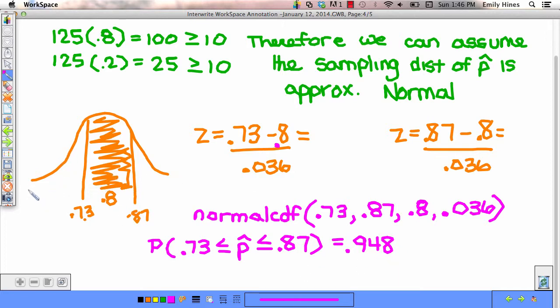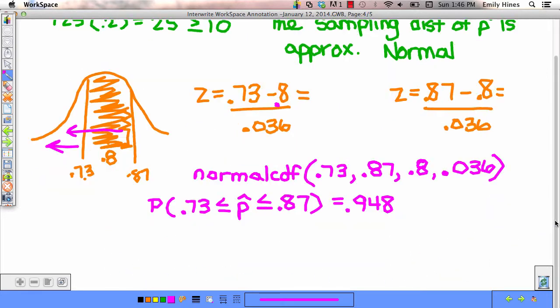I can use table A, but in table A I have to find the things to the left of both of these and subtract, and I have to actually calculate out the z-score. If I choose to do normal CDF, that's fine. I can do it all in one step. However, I still have to show all of this work in order to get credit. And not only do I have to show all of this work, I also have to have a conclusion.